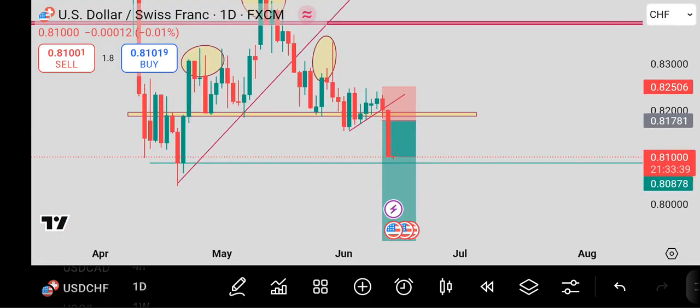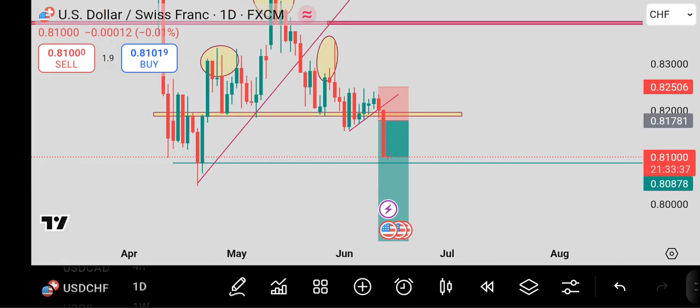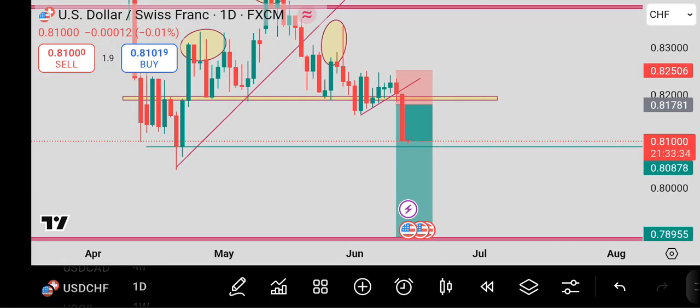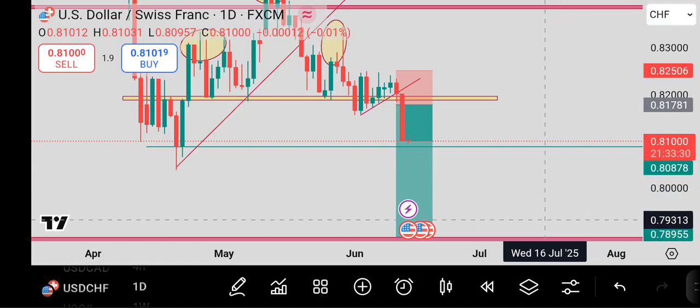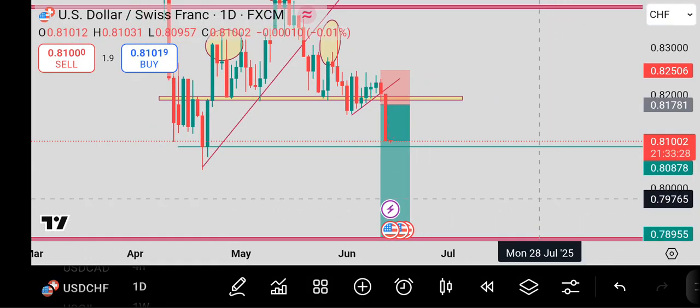So guys, this is what I saw before I took this very trade, and I'm still holding it very tight. I'll still be holding it to this point because this is the overall target.